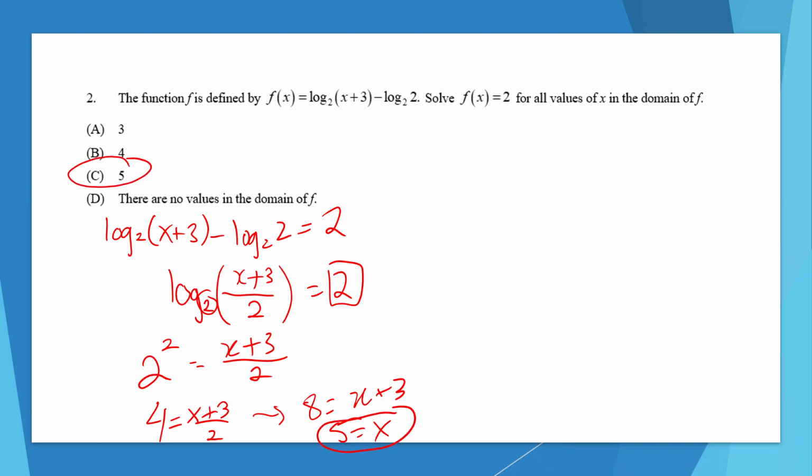So C should be correct. And then just to make sure, if you plug in 5, you would get 8 here, but there's no domain errors, so that is all good. So that is the first way we can do it.